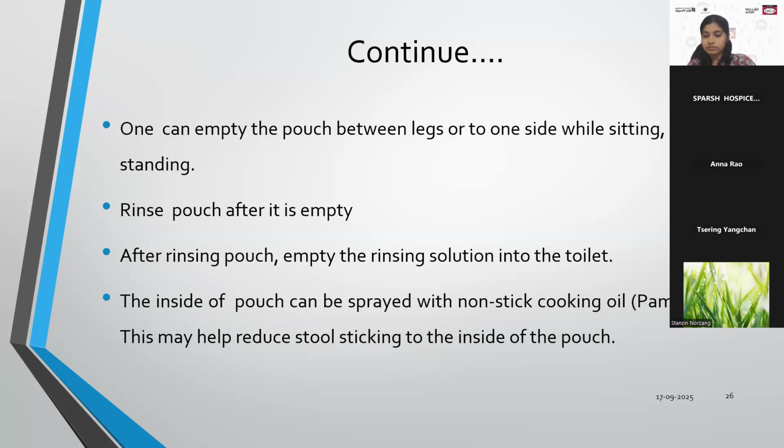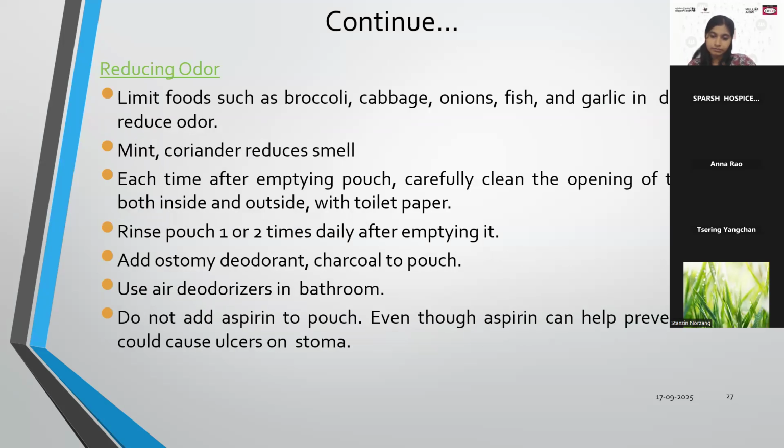Next slide. How to reduce odor. First comes the diet. Instruct the patient not to take gas-forming diet, and some of the diet gives rise to pungent smell of gas, like onion, fish, garlic. Broccoli and cabbage also give rise to a lot of gas. So avoiding these will reduce the amount of gas and odor also. Mint and coriander will reduce smell, so you can encourage them to take such additions in their diet.